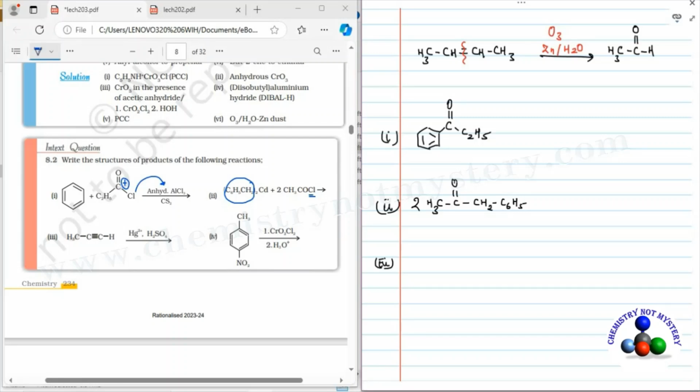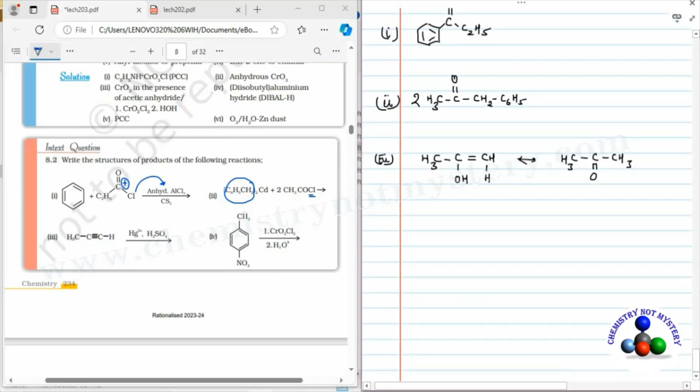In the third question, there is propyne. So here you have to add a water molecule to it. When you add a water molecule to it, you will get CH3 single bond C double bond CH. The OH will get attached to the carbon which has fewer hydrogens. So OH will get attached to the second carbon and H will get attached to the first carbon. When it undergoes isomerization, you will get a ketone. So here CH3 C double bond O single bond CH3. So here you will get acetone. Now come to the fourth question.